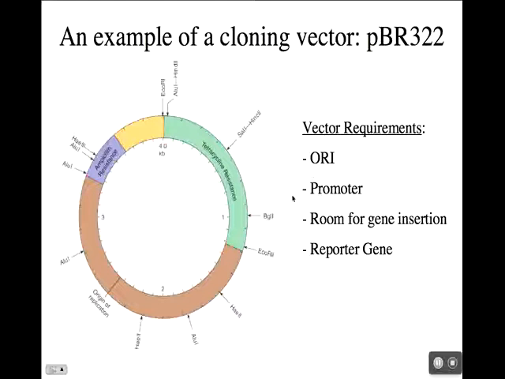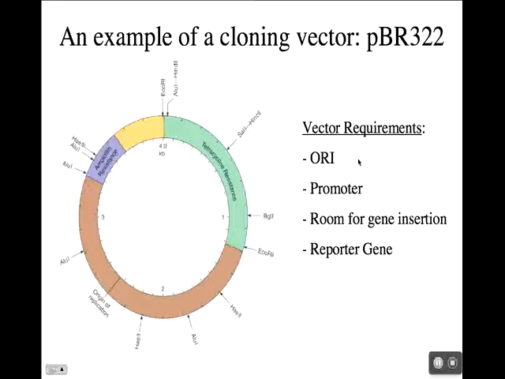So you have to have the ORI for replication, and the promoter for transcription. You have to have enough room to put in your gene of interest, as well as places to put it, those restriction endonuclease sites.